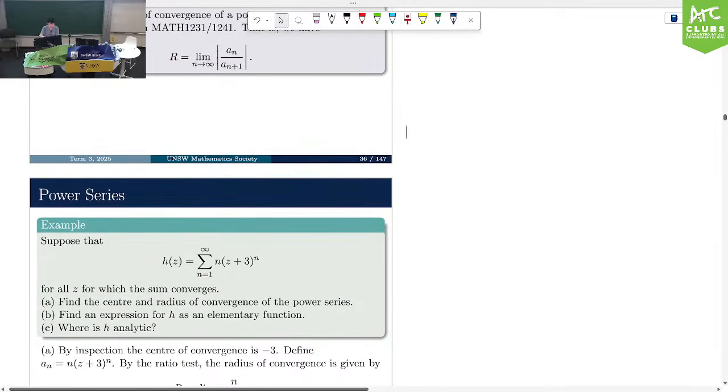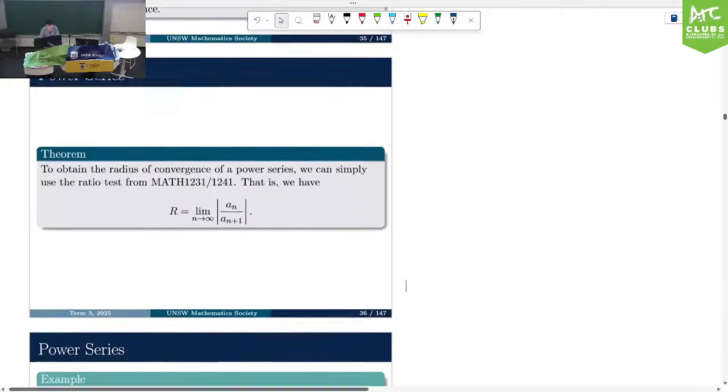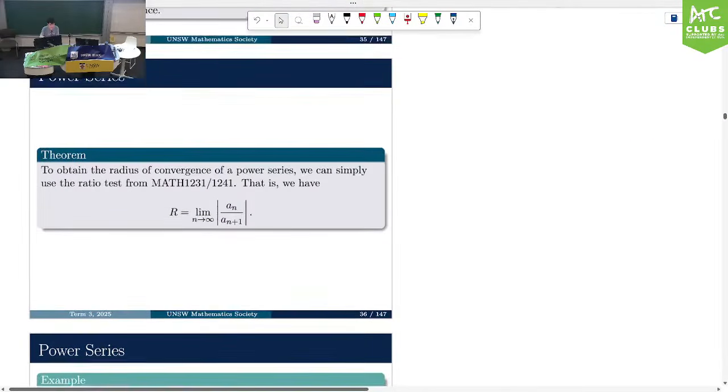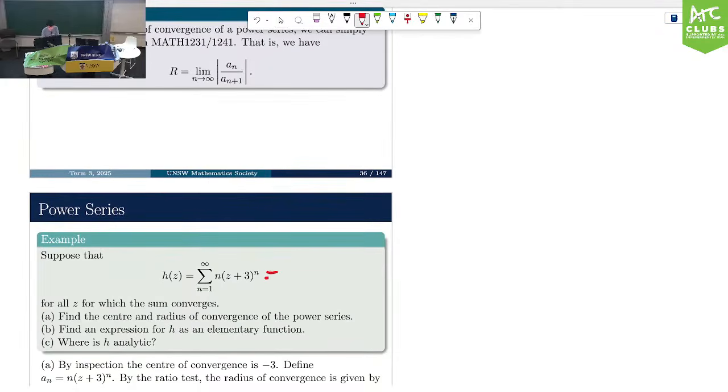So let's look at this example over here. We have h of z equals the sum of n times (z plus 3) to the power of n. And we want to find the center, the radius, and an expression for h, and where it's analytic. So just by the definition of power series, we have everything over here. The center is going to be minus 3 because this thing equals the sum from n equals 1 to infinity of n (z minus (minus 3)) to the power of n. So the center is minus 3.